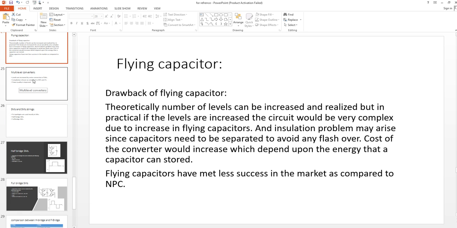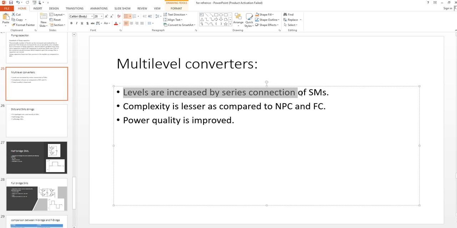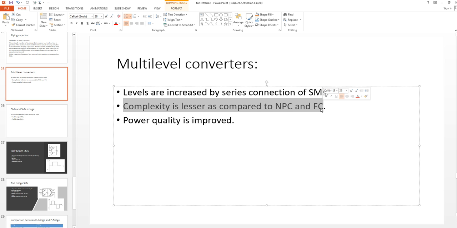Okay, so what are the benefits of the multi-level converters? Here we are talking about the converters that have submodules in their overall structure. So levels can be increased by series connection of the submodules. Complexity will be very less as compared to neutral point clamped and flying capacitor. Here we are talking about the modular multi-level converter. We are going towards it, and ultimately the power quality will be improved.